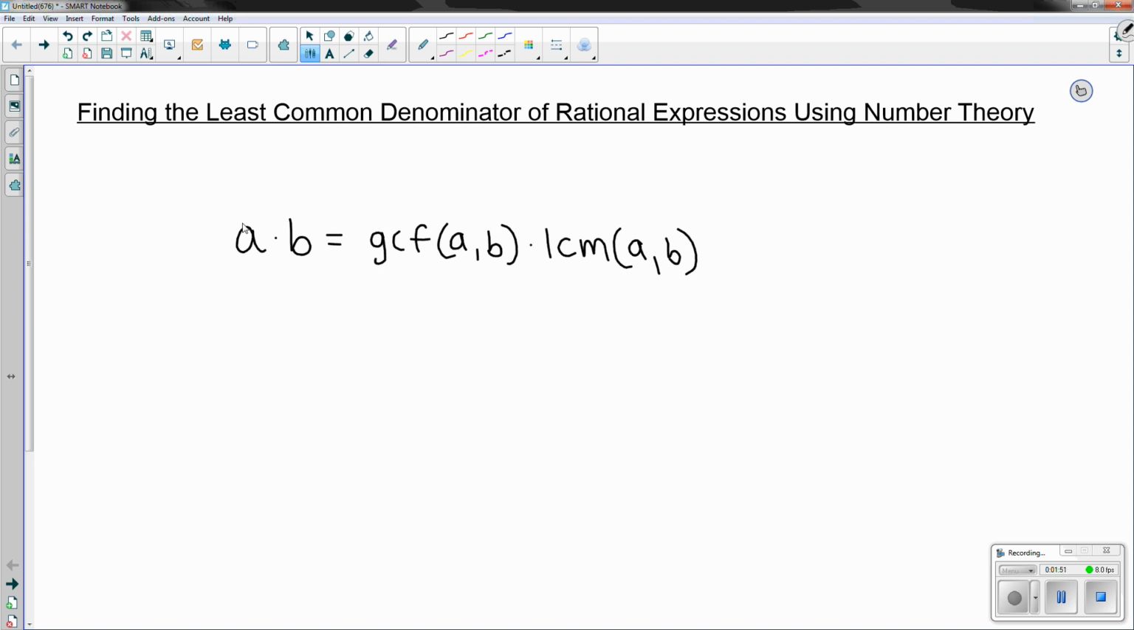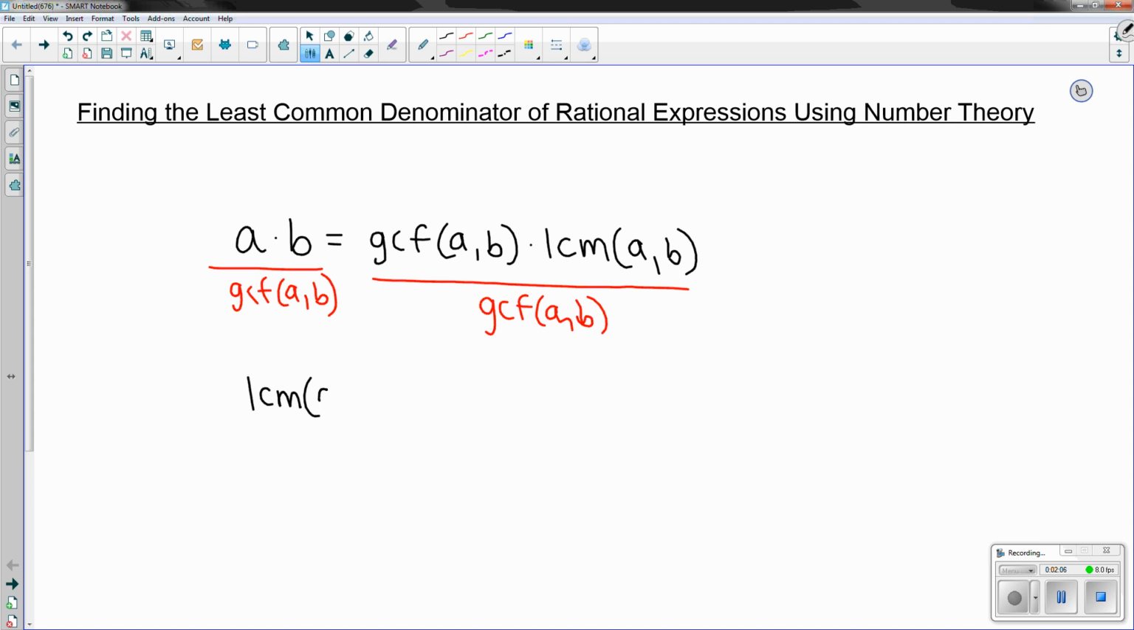So now, why is this nice to use when finding an LCM? Well, we just have an equation here. So we're going to divide both sides by the GCF. And now we have an equation for an LCM between two things. The LCM should be equal to the product of those two things divided by the GCF.